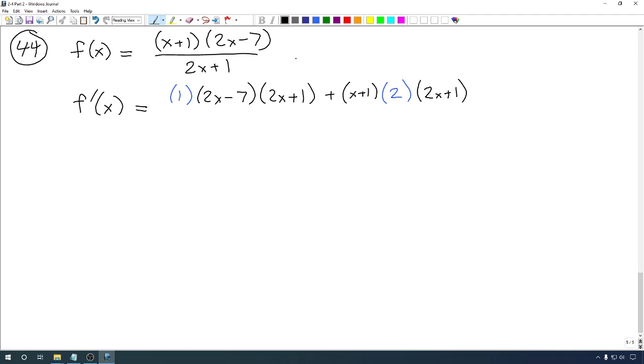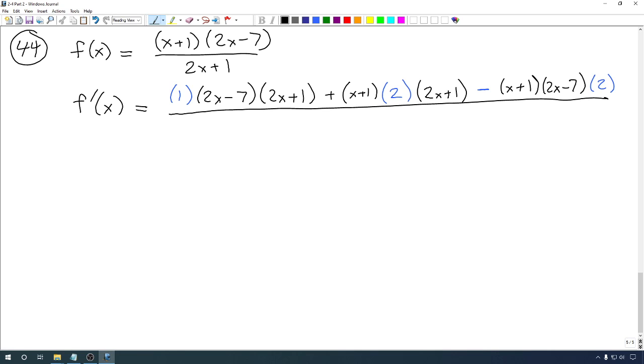Finally, I'm going to leave the x plus 1 and the 2x minus 7 alone. I'm going to differentiate the 2x plus 1. That will give us a 2. And because this did come from the denominator, it's from the bottom, we need to remember that we have a minus sign here. But then we also, from our quotient rule, have to divide all of this by what was on the bottom squared.